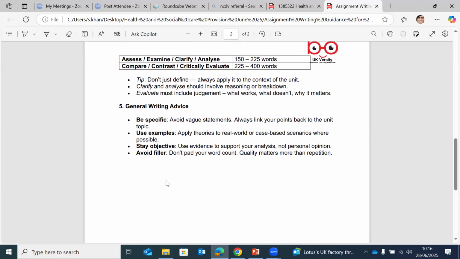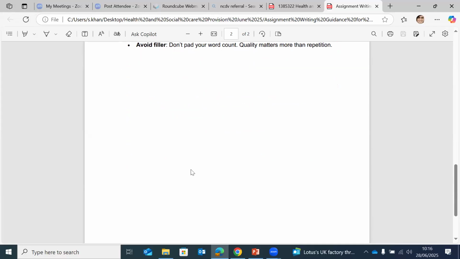And avoid generic, vague statements. Link your points back to the unit, use examples, apply theories and practical real world examples, use evidence to support your analysis, not your own opinion, and don't pad your word count. Quality matters instead of repeating.